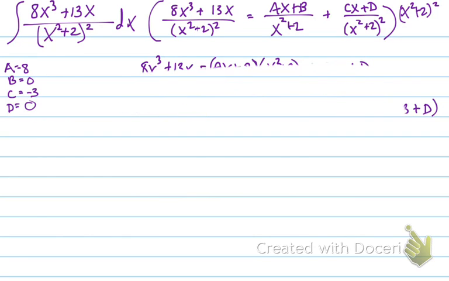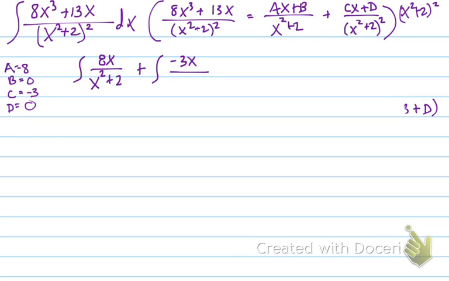And now I can plug those back into my partial fraction. So I have the integral of ax plus b, so that's 8x plus 0, divided by x squared plus 2, plus the integral of cx plus d, so that's negative 3x plus 0, divided by x squared plus 2 quantity squared. Let's include a dx on both of these.